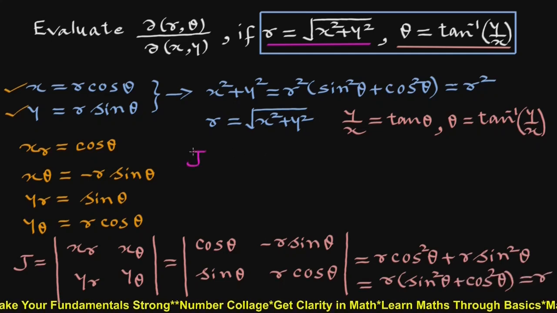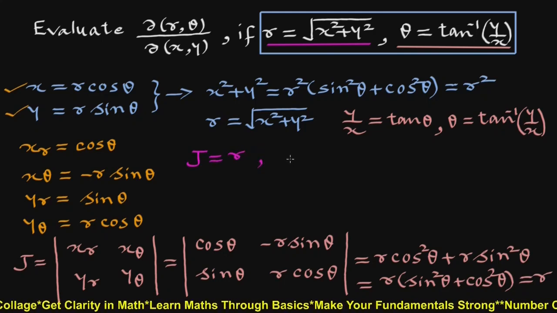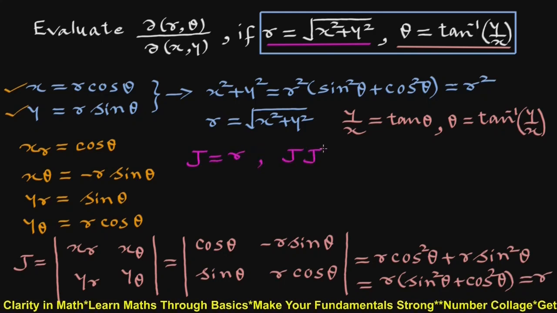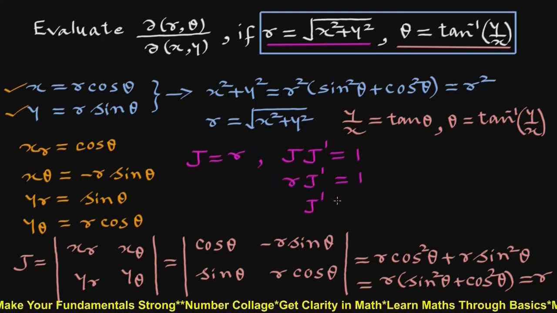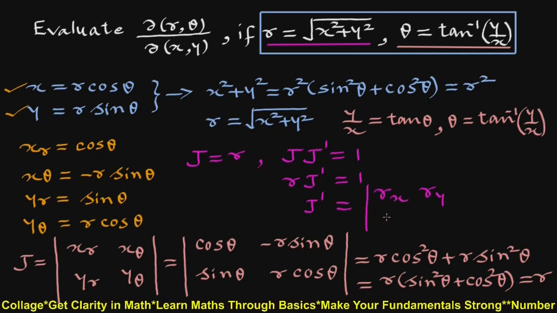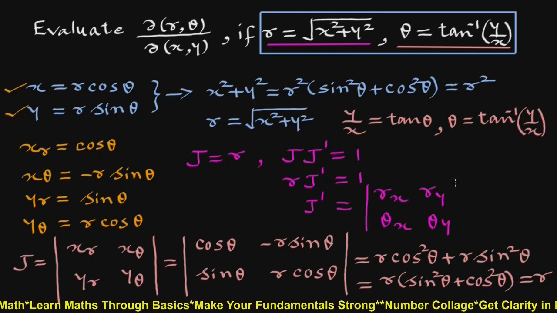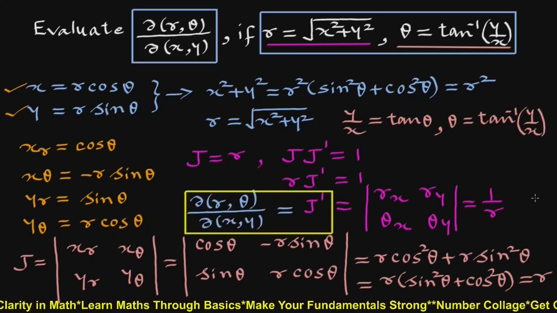Now here we have J equals r, and according to the property of Jacobians, J J dash is 1. Therefore r J dash is 1. So J dash, which is determinant rx, ry, theta x, theta y, will be 1 upon r, which is this value, J dash equals 1 upon r.